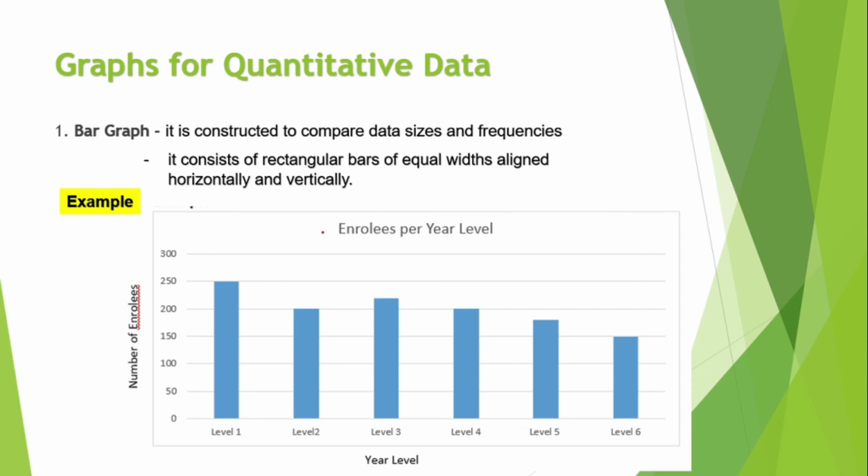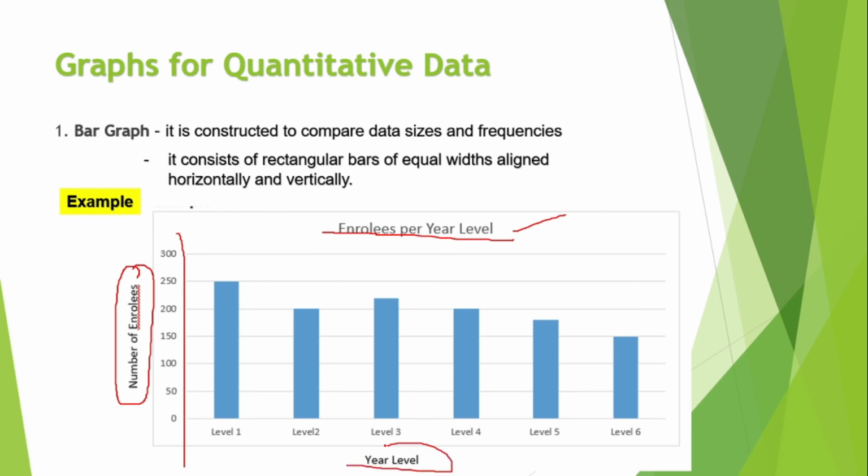So, in this portion, title, ano yung title ng graph? And we have the horizontal and then the vertical. So, sa horizontal natin, kailangan natin lagyan ng label yan. Ano ba yung ibig sabihin ng mga numbers na to? So, we have here the number of enrollees. And for the vertical side is we have here the year level. So, kailangan natin lagyan ng level for each graph para mas maintindihan natin.